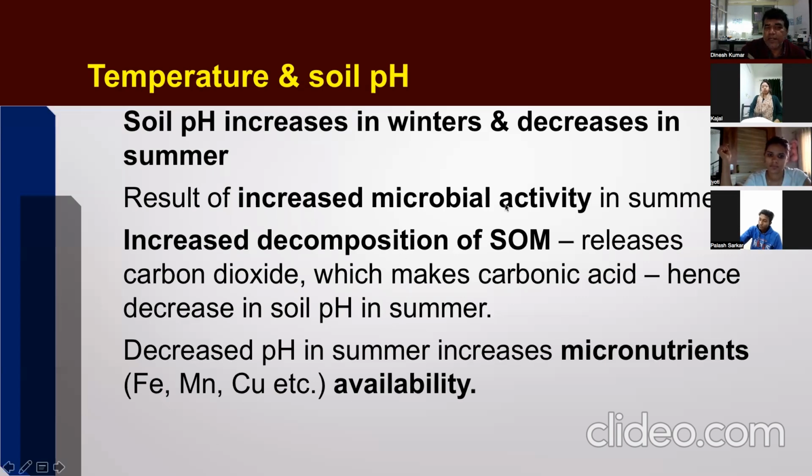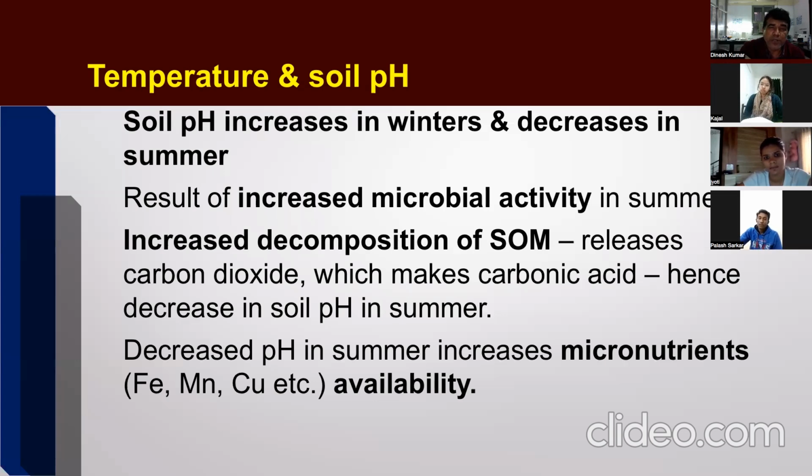So you can see it is the result of increased microbial activity in summer. In summer, you will have increased microbial activity, so increased decomposition of organic matter. It releases more carbon dioxide, which makes carbonic acid, hence a decrease in soil pH in the summer. So indirectly, you are getting hydrogen ions released in the soil due to production of carbon dioxide. Decreased pH in summer increases micronutrient availability, particularly in alkaline soils. If your soils have pH more than 7, then availability of iron, manganese, and copper declines.